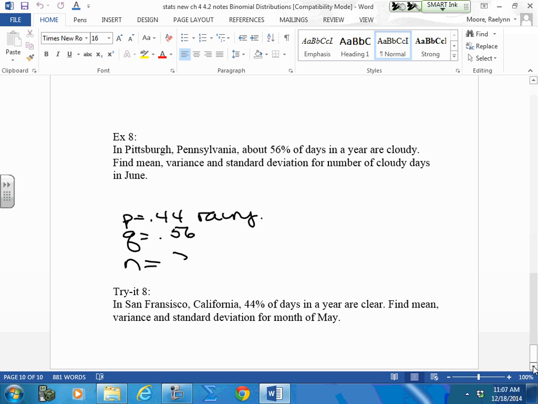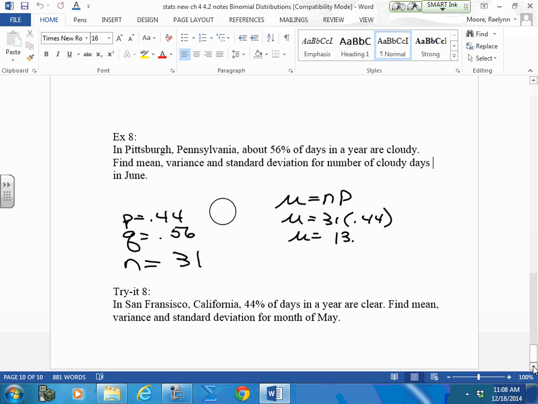31. Again, we have no chart, so we use your formula. N times P. 31 times 0.44. This is your mean. You see what we're doing? We have no choice. We have to use our formulas. It says 44% of the days in a year are clear. Oh, clear. Sorry. I took the rainy, like the other one. Sorry about that. Clear. Good. And then these are not clear.